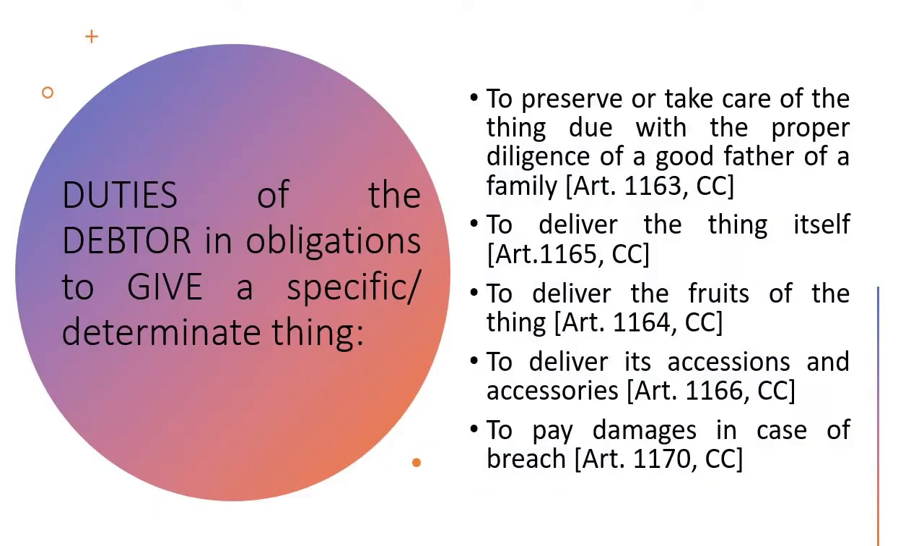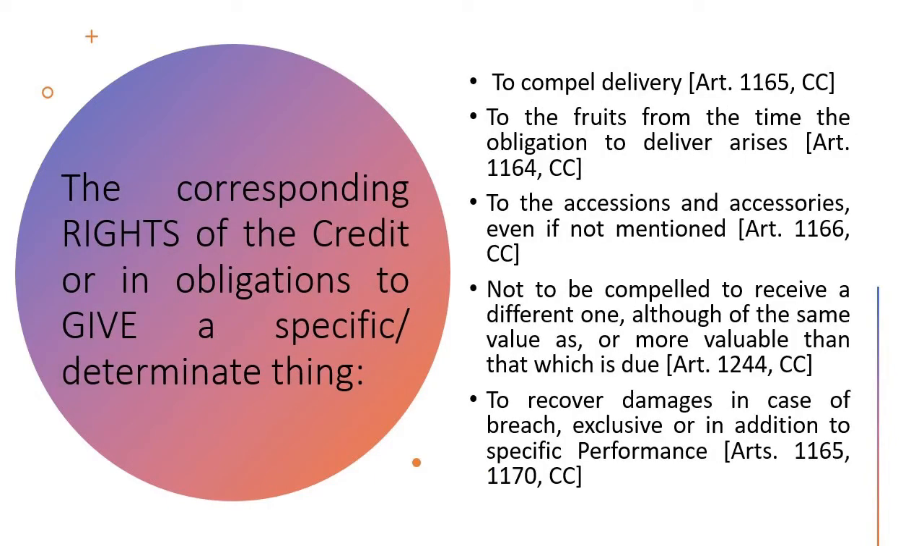The following are the duties of the debtor in obligations to give a specific or determinate thing. 1. To preserve or take care of the thing due with the proper diligence of a good father of a family. 2. To deliver the thing itself. 3. To deliver the fruits of the thing. 4. To deliver its accessions and accessories, and 5. To pay damages in case of breach.